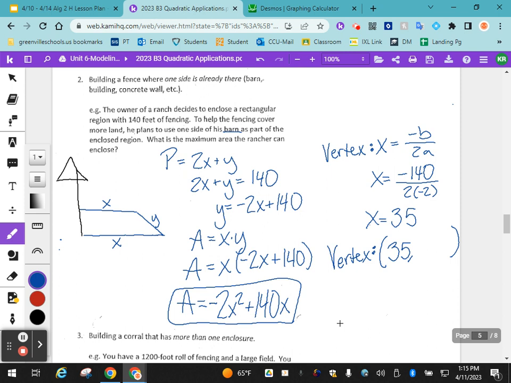So X is a length of my rectangle, and the y-value is the maximum area. So I plug 35 into my area equation, or I graph it and just look at the vertex. But negative 2 times 35 squared plus 140 times 35.